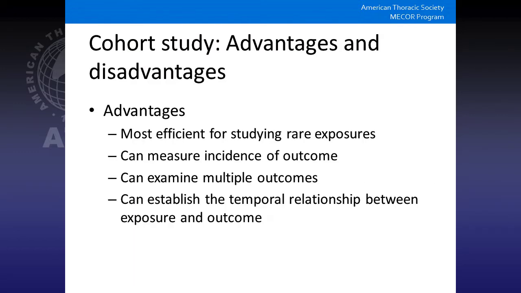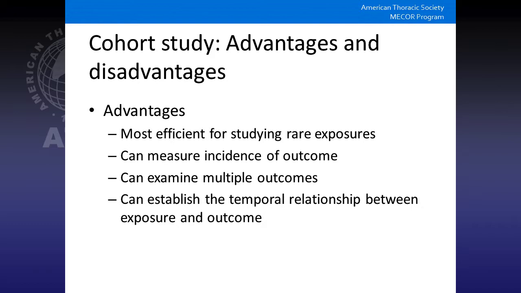The advantages of this cohort design are that it's very efficient for rare exposures. It can measure incidence of the outcome. That is, we can know what the true risk is, that is, the likelihood of developing the disease through time. So that's incidence. We can also examine multiple outcomes. We don't have to look simply for successful treatment of tuberculosis, for example. We can also look at outcomes such as heart disease or ability to get back into the workforce or go back to school or what have you.